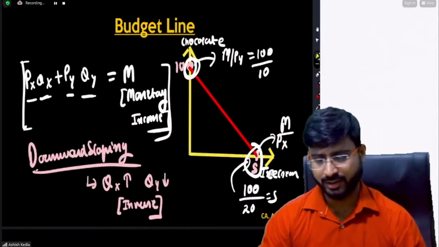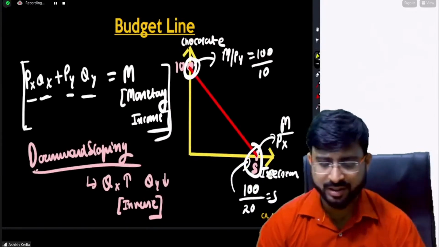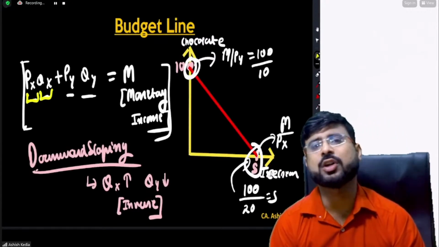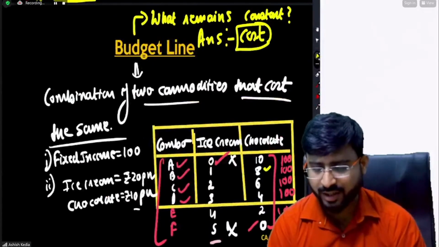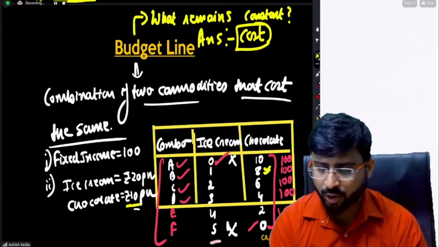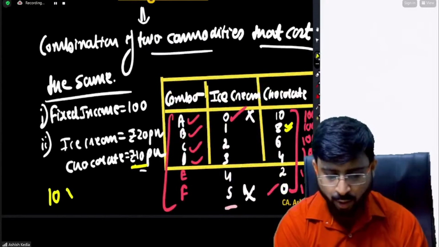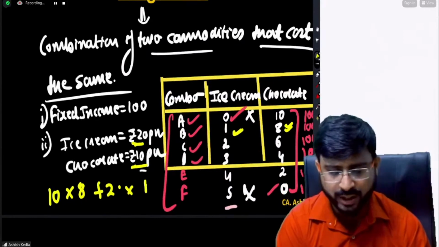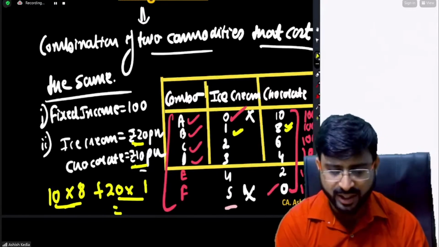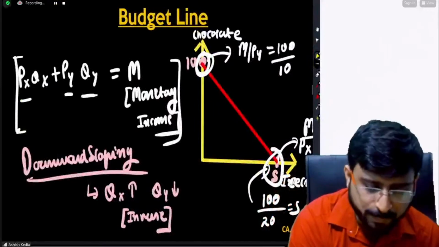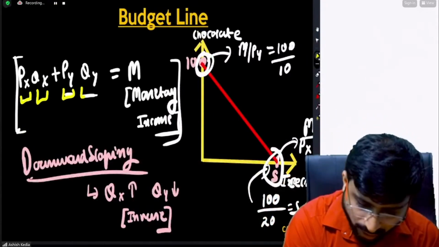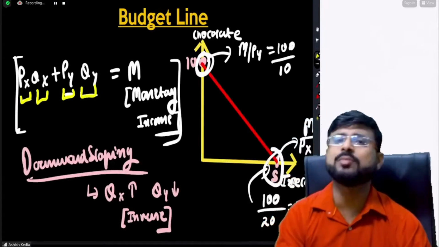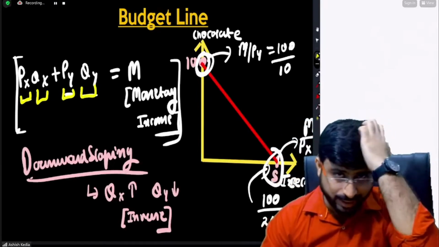Now, one interesting thing you see. There is a formula: price of X into quantity of X, that is price of chocolate into quantity of chocolate. You see here, price of chocolate was 10, quantity was 8, plus quantity of ice cream into price of ice cream 20. When you do this, you will get the monetary income, that is 80 plus 20 is 100. This is what is given here. When you multiply price of X with quantity of X and you add it to price of Y multiplied by quantity of Y, you get M or monetary income, or total income of the consumer. Hopefully it's crystal clear, everyone.